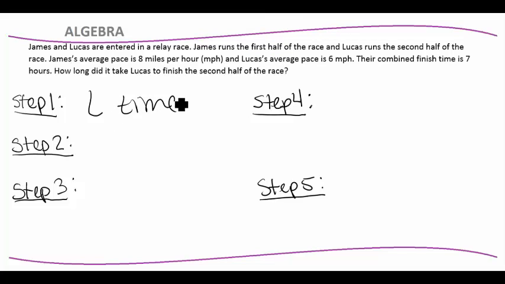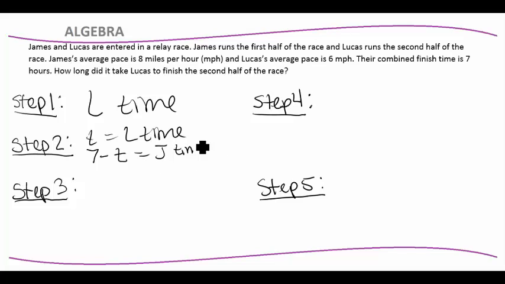Step 2. Assign a variable to represent what you are looking for, and if necessary, express any remaining unknown quantities in terms of this variable. I'm going to let t equal Lucas's time, and there's also another unknown quantity, James's time. We know their combined time is 7 hours, so we're going to take the 7, subtract Lucas's time, which is t, and that's going to give us James's time.